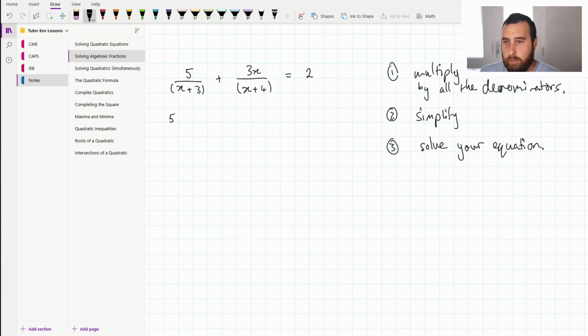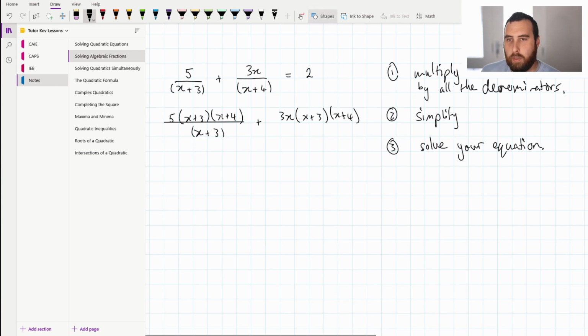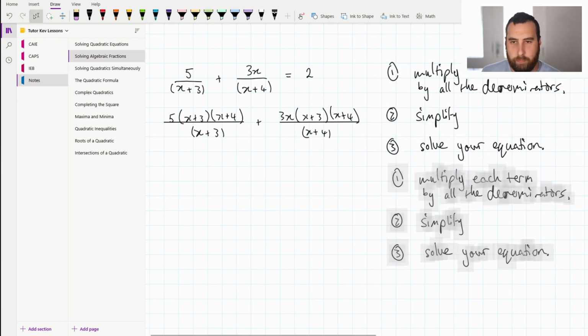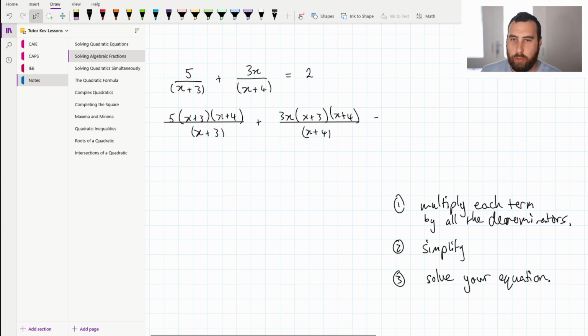So I'm going to have 5, x plus 3, x plus 4, and that is going to be over x plus 3, plus 3x times x plus 3, x plus 4, and that's going to be all over x plus 4. Just going to move this out the way. And that is going to equal 2 times x plus 3, x plus 4.